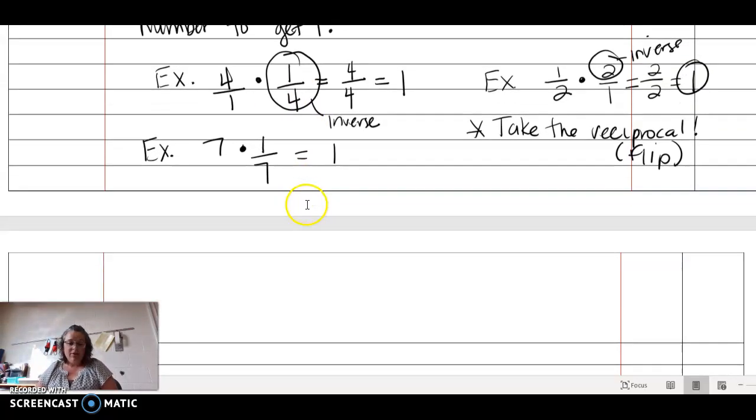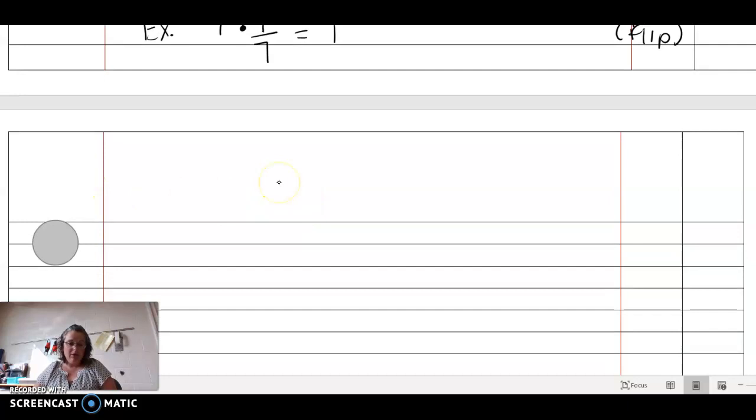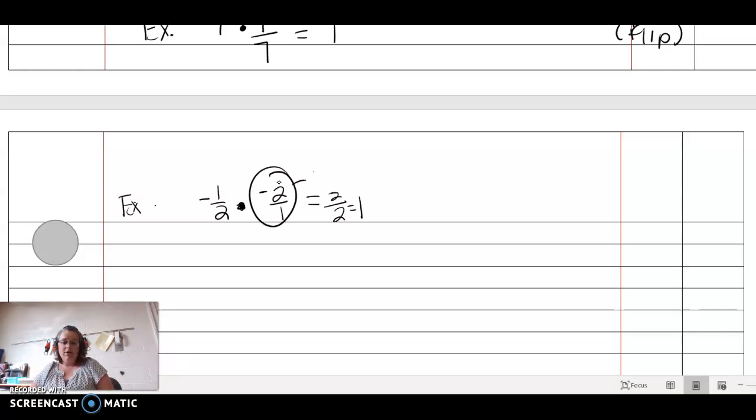This also works for negative numbers. So if I were to give us a problem like -1/2, I want 1 in the end. The reciprocal of this would be 2 over 1, but it has to be negative because a negative times a negative gives me a positive. I want 1 in the end. So I end up getting -1 times -2 is +2 over 2, which is 1. So your reciprocal is -2, or the inverse.